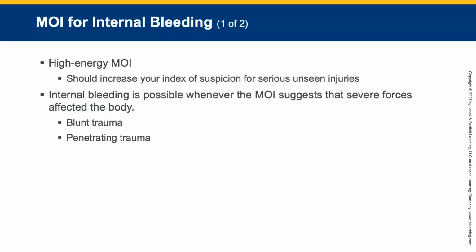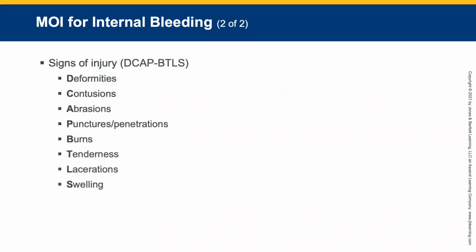Often the only signs of internal bleeding are ecchymosis or contusion. Mechanism of injury for internal bleeding: a high energy MOI should increase your index of suspicion for the possibility of a serious unseen injury. You may have blunt trauma or penetrating trauma, and you may or may not be able to see the penetrating trauma. It may have occurred and then been removed. So remember again, our DCAP-BTLS, we've talked about that. You should know those forwards and backwards.